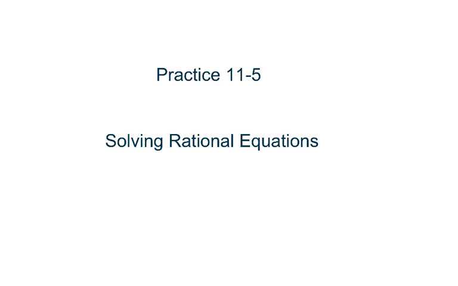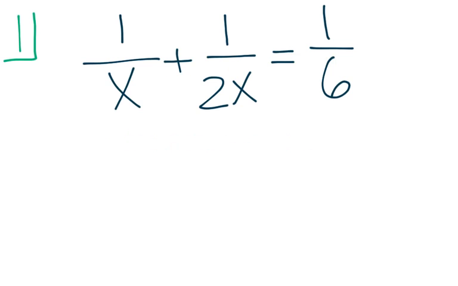Practice 11-5, solving rational equations. So when we solve an equation, what that means is we want to get x by itself and find out what it is. In order to do that, we need to get rid of these denominators. So what we need to do is multiply everything by the least common denominator, which is going to be 6x.